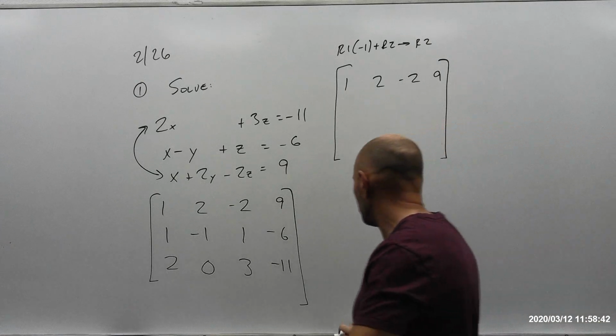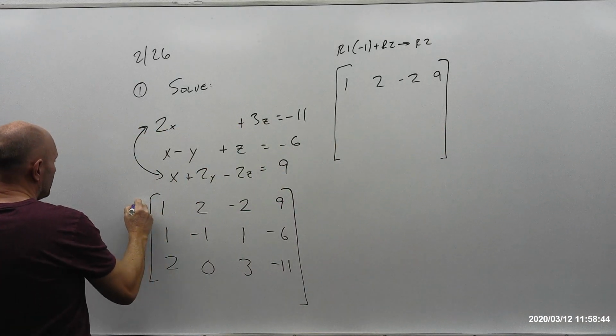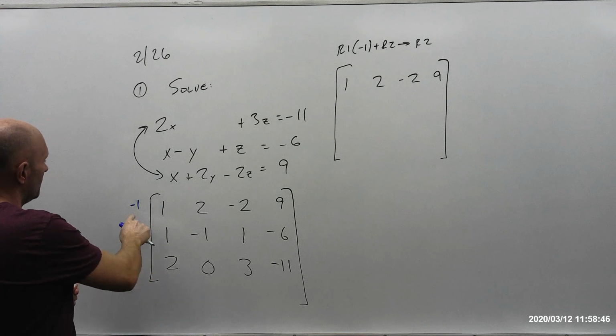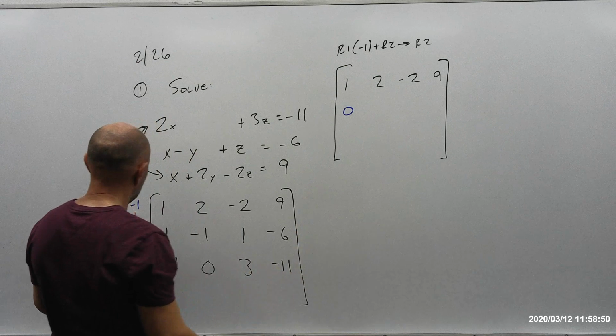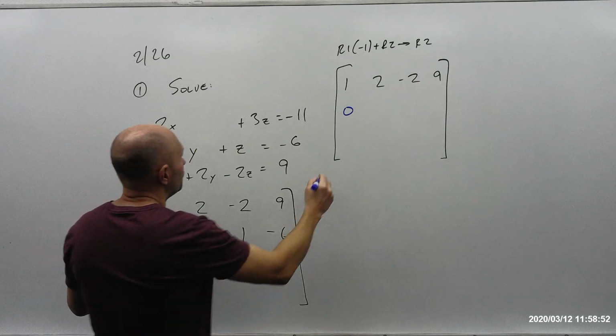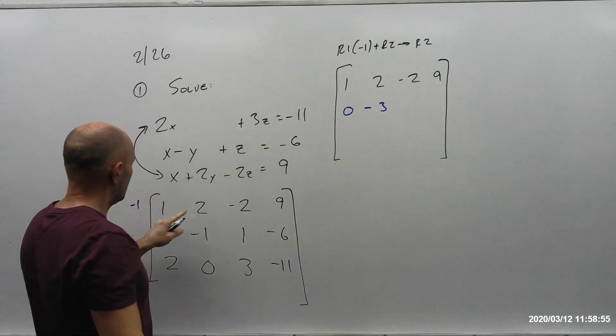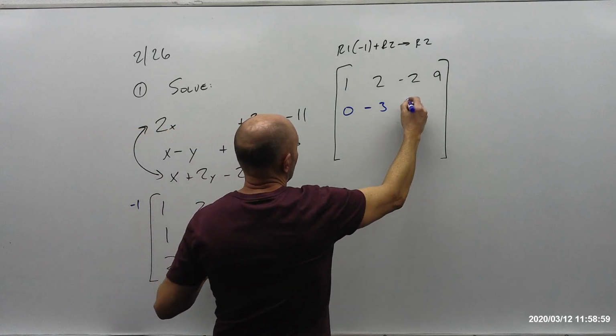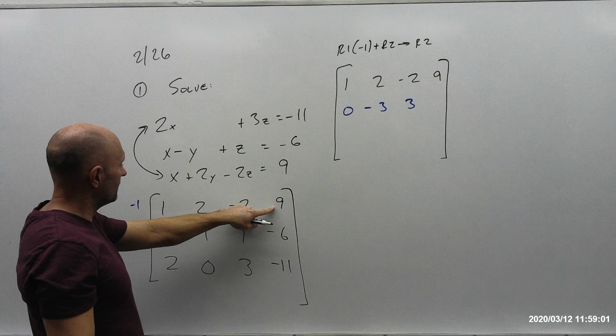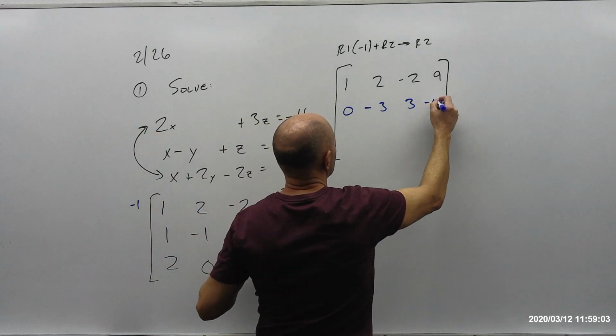I'm going to multiply the first row by negative 1 and add it to the second. Negative 1 times 1 is negative 1 plus 1 is 0. Negative 2 minus 2 is negative 3. Negative 1 times negative 2 is positive 2, plus 1 is 3. Negative 9 minus 6 is negative 15.